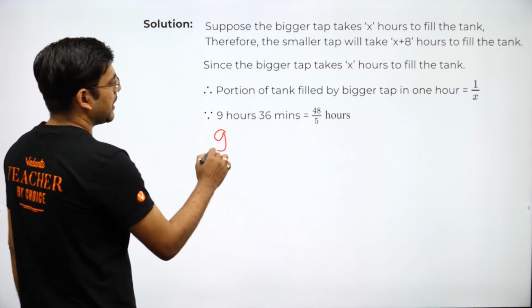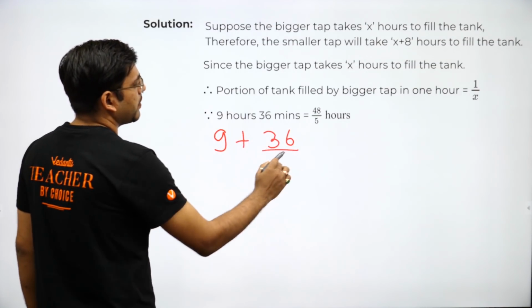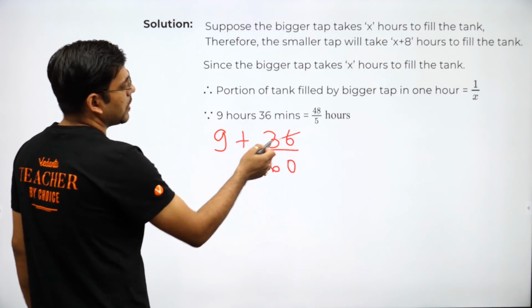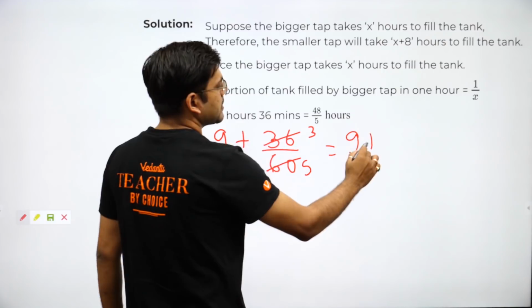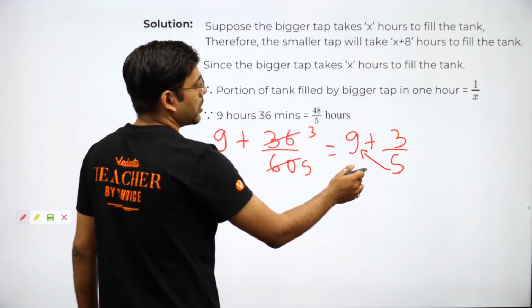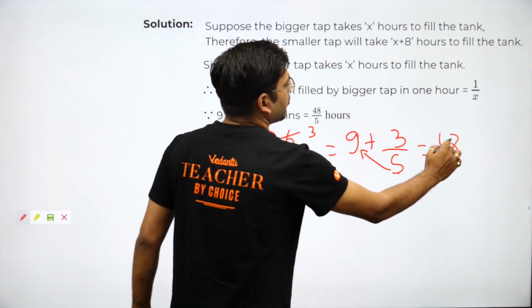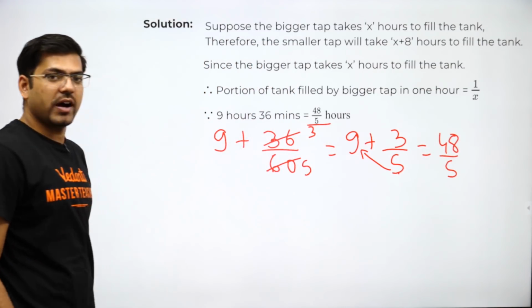You can simply write it 9 plus 36 minutes. If I want to convert it in an hour, I will divide 36 divided by 60. 12 3s are 36, 12 5s are 60. So it will be 9 plus 3 by 5. 5 9s are 45 and plus 3, so that will be 48 by 5. So that is why it is written 48 by 5 hours.